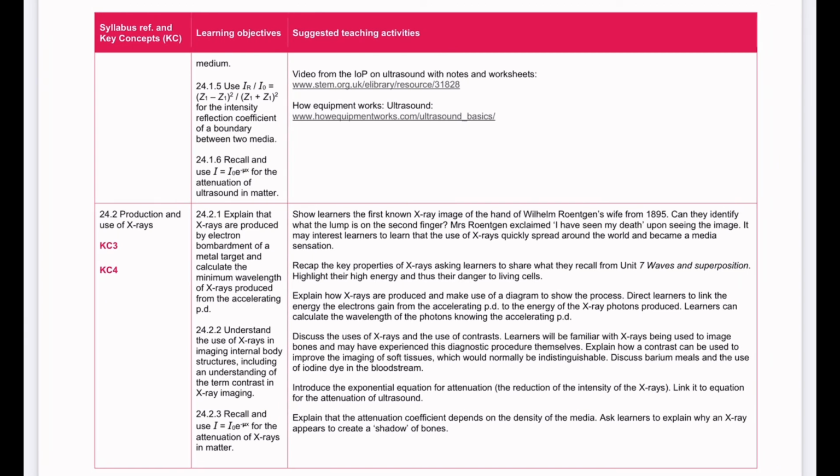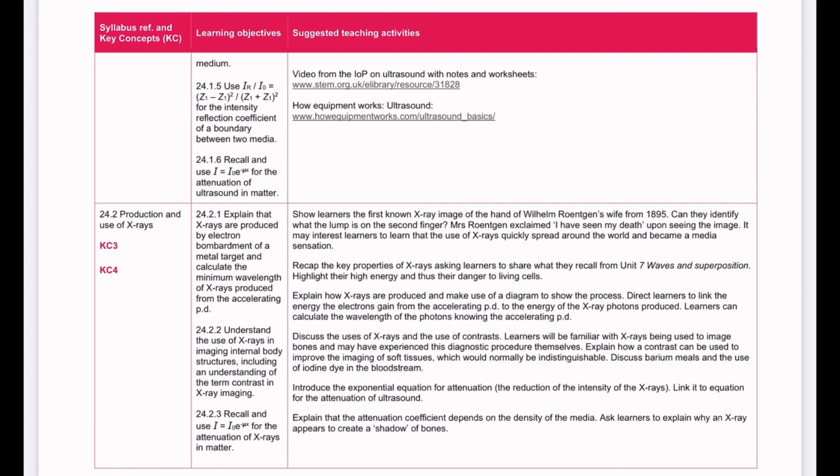24.1.5. Use I_R/I_0 = (Z1 − Z2)²/(Z1 + Z2)² for the intensity reflection coefficient of a boundary between two media. 24.1.6. Recall and use I = I_0 e^(−μx) for the attenuation of ultrasound in matter.